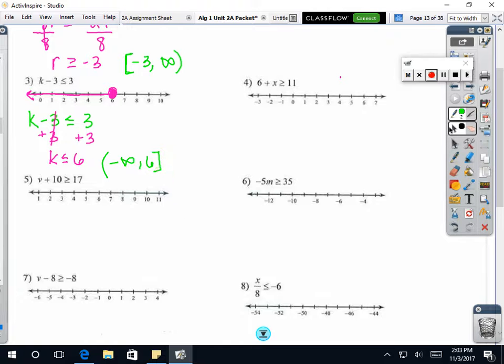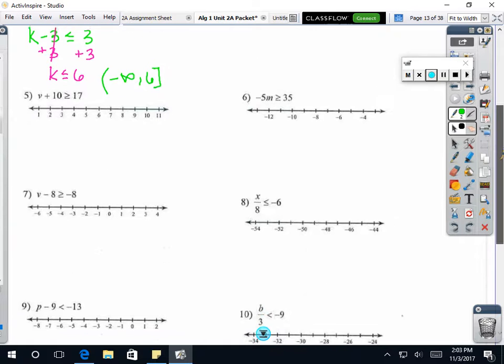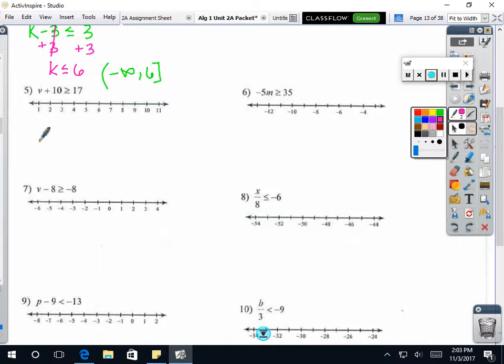All right, number 5. V plus 10 is greater than or equal to 17. To solve for V, what do I do first? Right? V is greater than or equal to 7. Because think about it, if you just say V equals 7, that's one solution to this problem, right? And there's a lot more numbers that you could plug in besides 7 that would end up being greater than or equal to 17 when you add 10 to it.